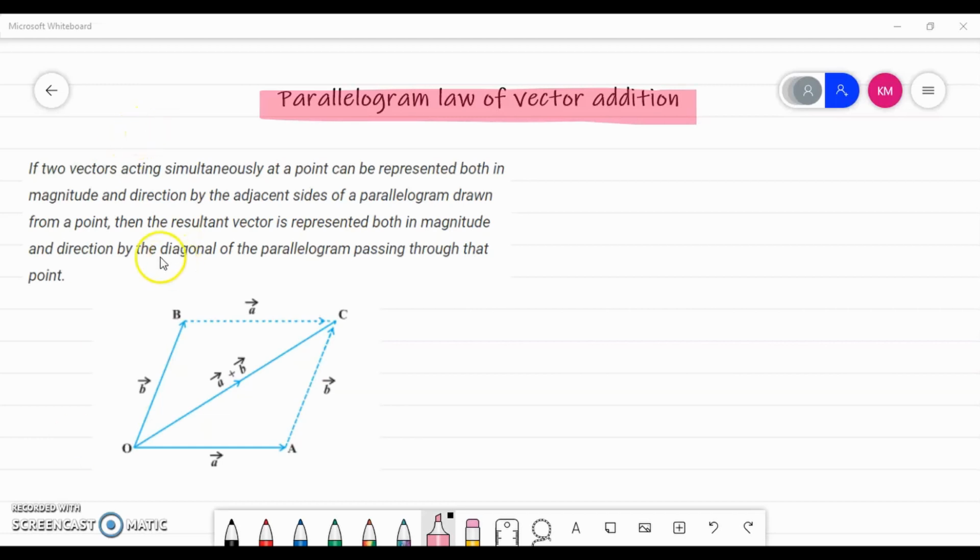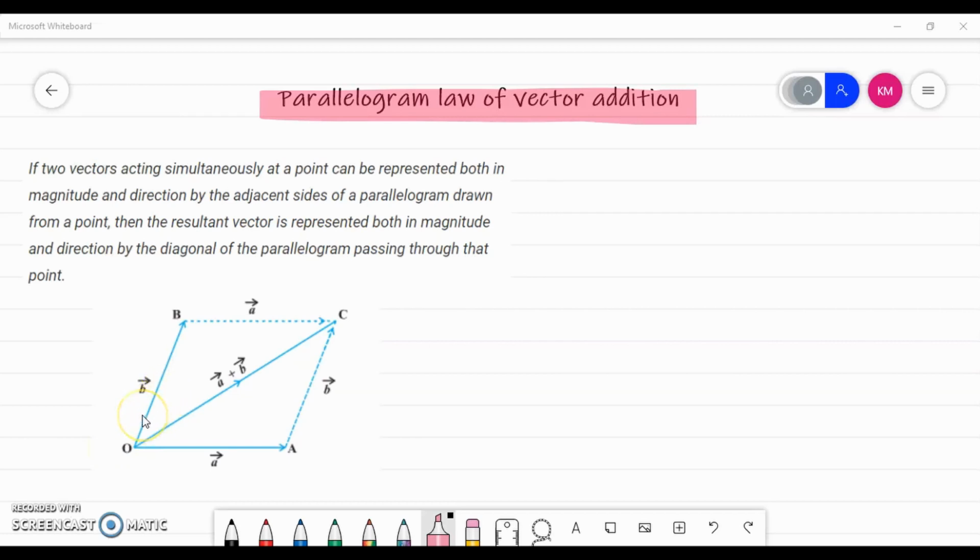Now, in order to fully understand that, we can consider this diagram here. Let's look at our point O. We are seeing that from O, there are two vectors originating. I'm looking at OB, which is called our vector B. I'm looking now at OA. That's another vector called A. They both originate from that point O.